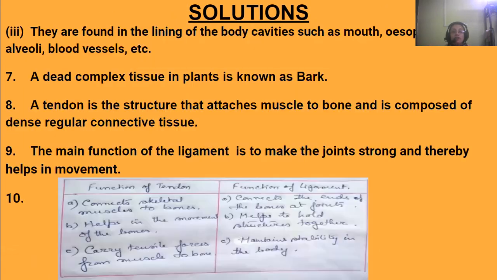A dead complex tissue in plants is known as bark. So bark is nothing but a dead complex tissue.